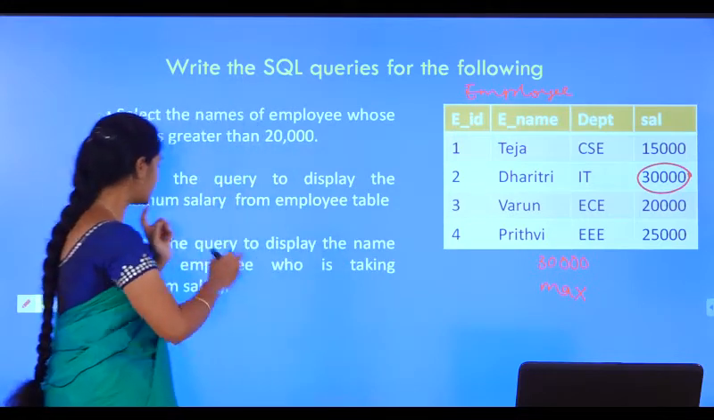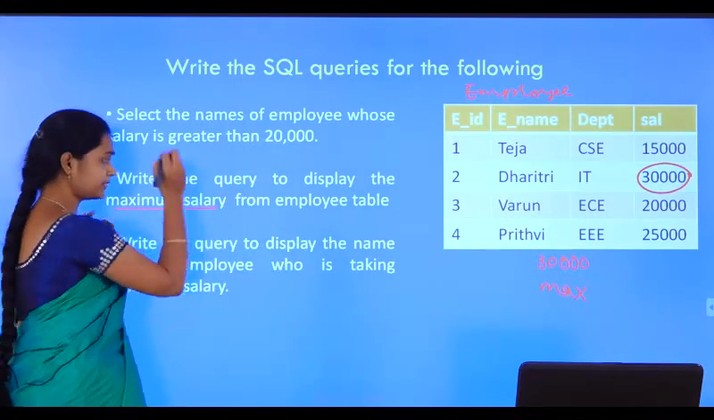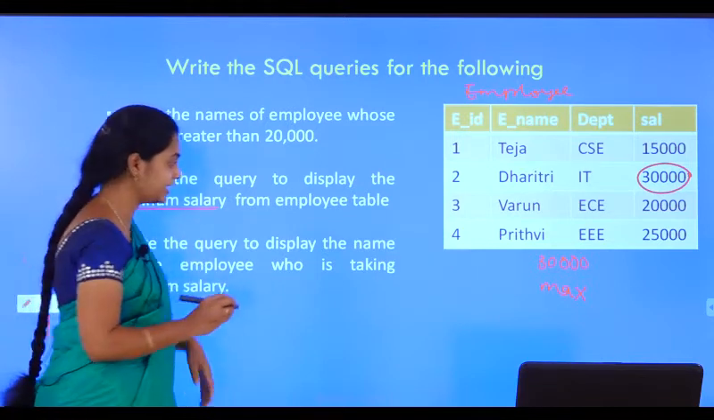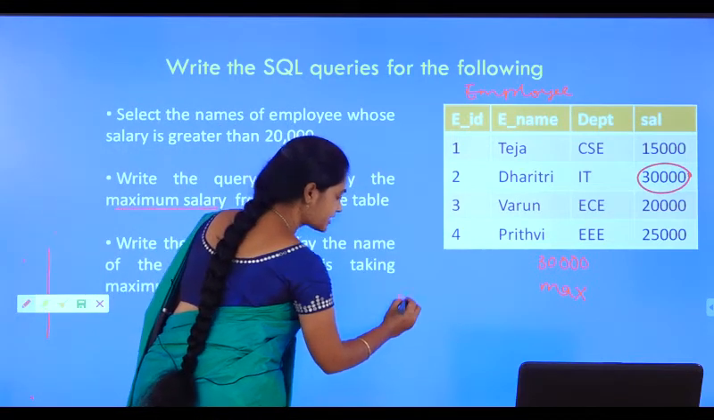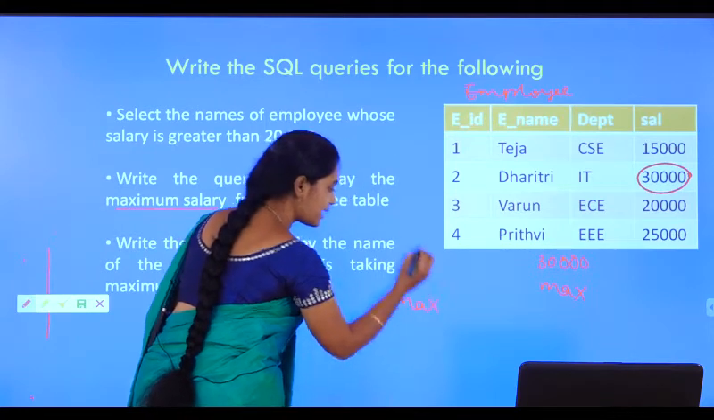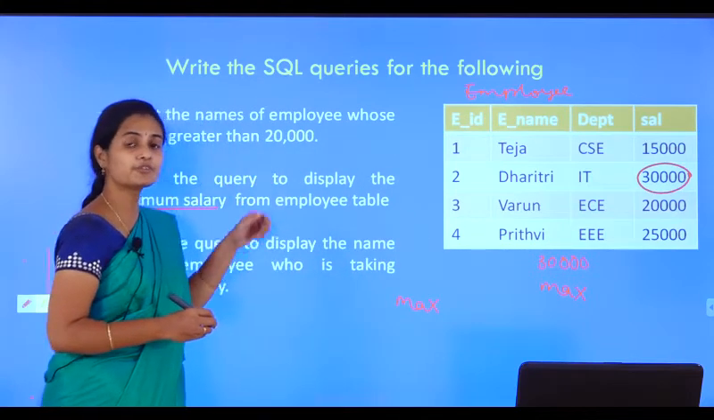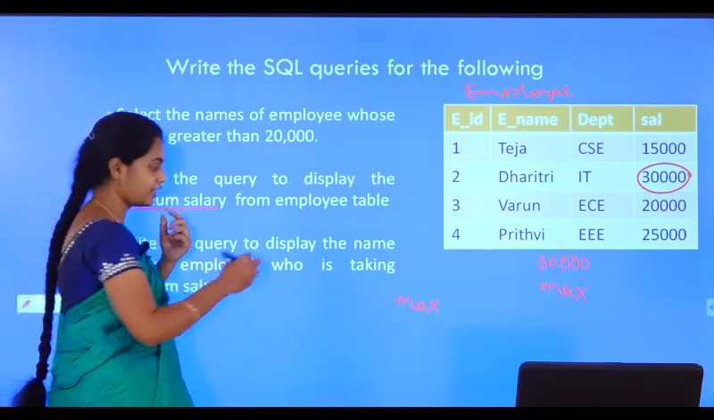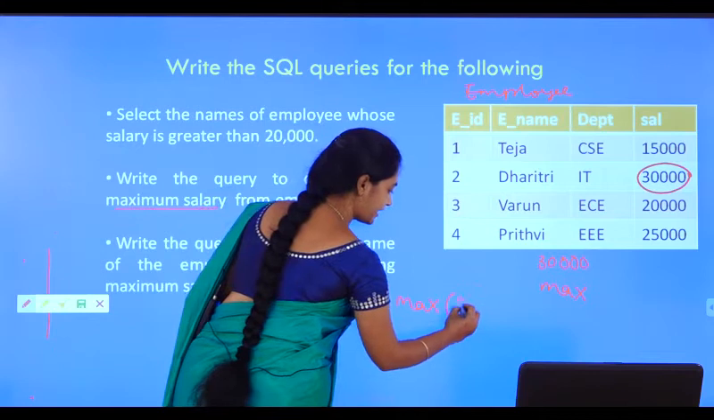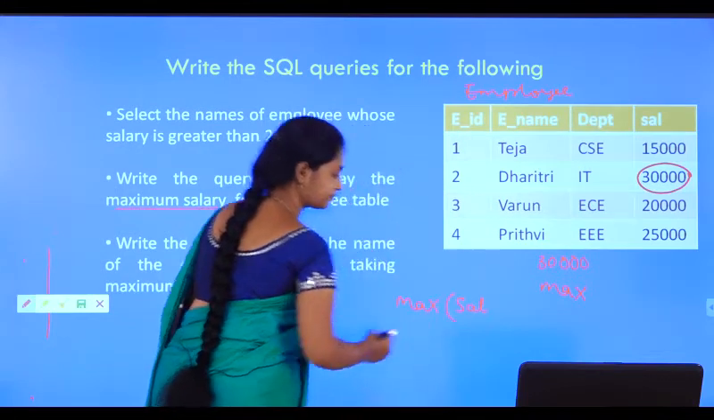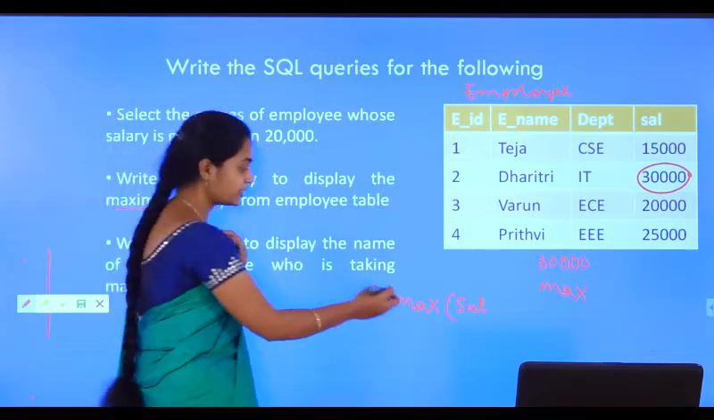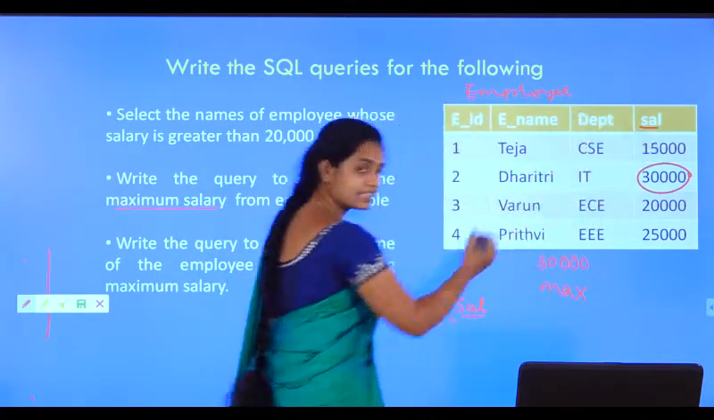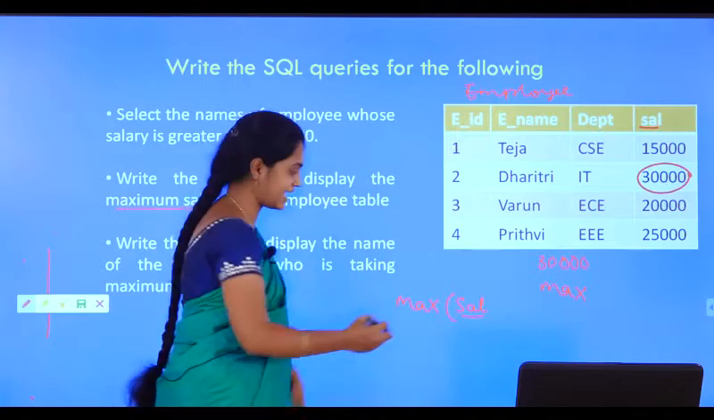Because we need to select the maximum salary, we know that we have to use the maximum function. So this maximum function should be used on what? What do I need to retrieve here? I need to retrieve the salary. So I will write maximum of salary. Here you need to write the attribute. What is the name of the attribute? Salary. So I have mentioned salary.